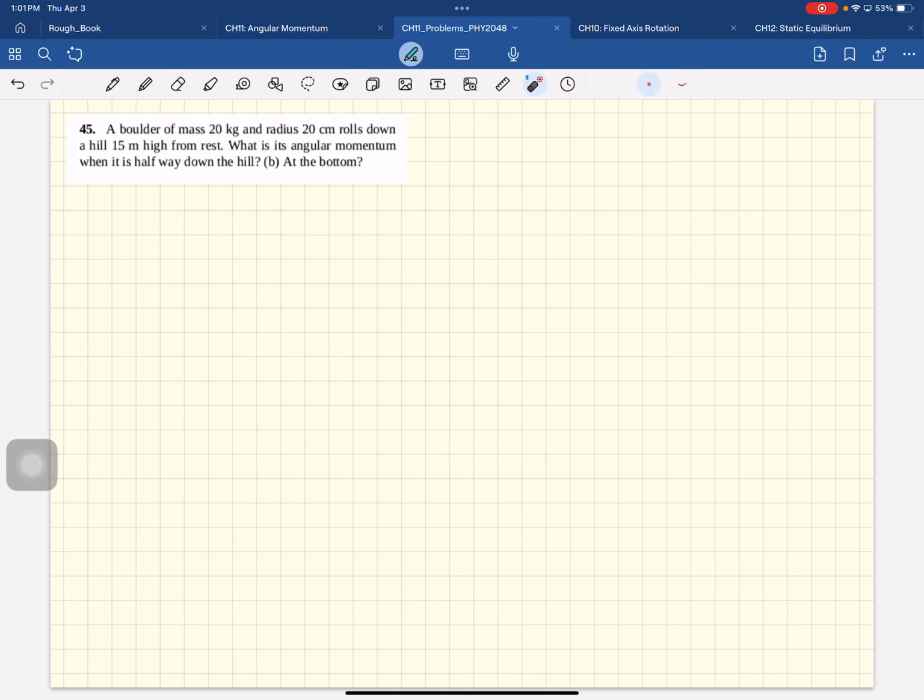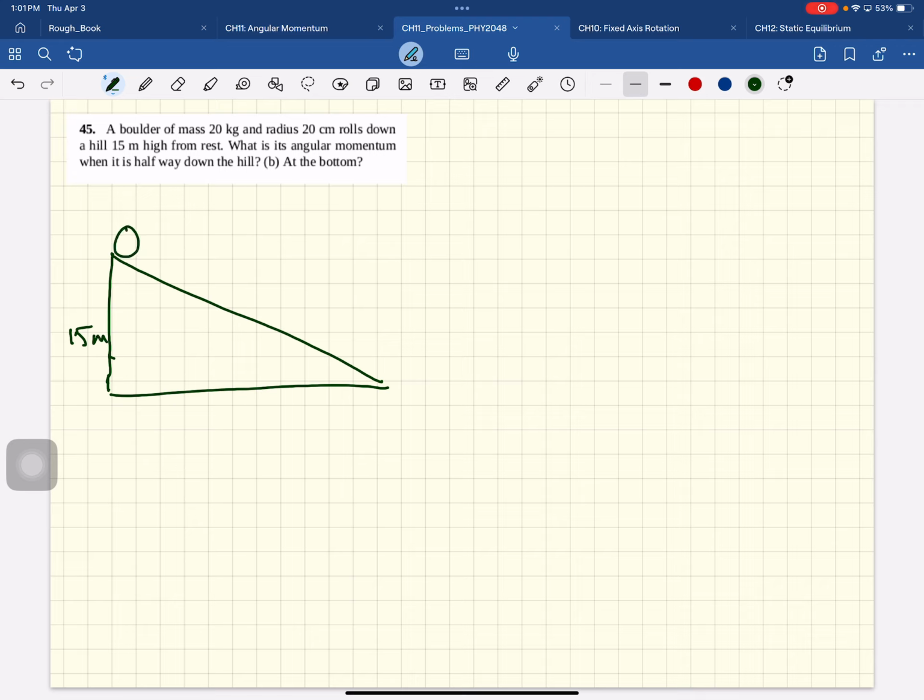Okay, so this problem says a boulder of mass 20 kg and radius 20 centimeters rolls down a hill 15 meters high from rest. What is its angular momentum when it's halfway down the hill, at the bottom of the hill? So there's a boulder rolling down a hill. I'll do it at the bottom, and if you want to do it halfway, just use a hill that's 7.5 meters high.